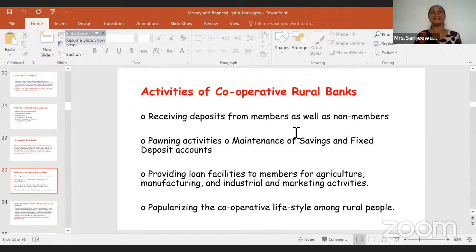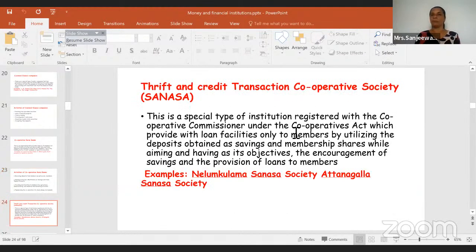Then we'll see SANASA. Another name given for SANASA is Thrift and Credit Transaction Cooperative Societies. Sometimes they can use this term or else SANASA. Okay, but you should know both. So it's a special type of institution.